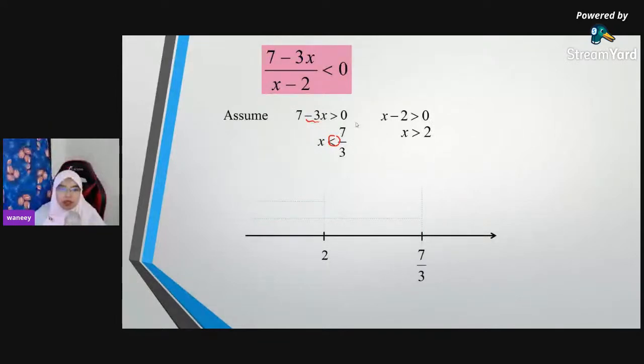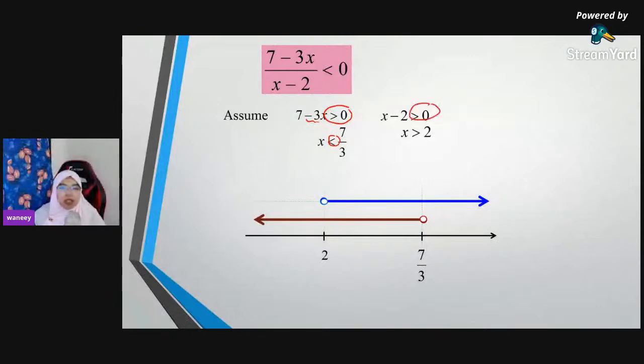Okay, so it should be less than 7 over 3. So that means one will go to the left, another one will go to the right hand side. And then since we are assuming them to be greater than 0 and greater than 0, that means on top of the line, we should write down positive. Those without the line, it should be negative.